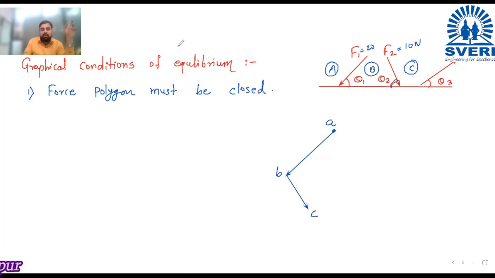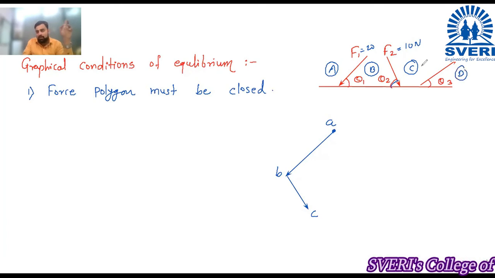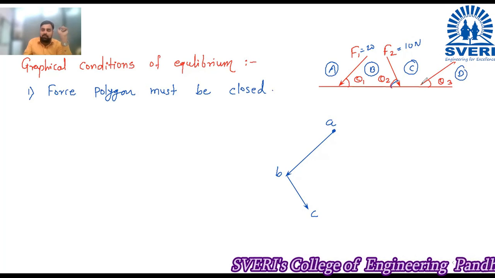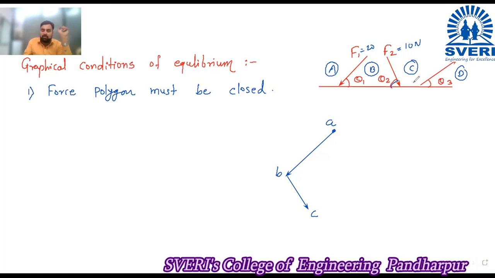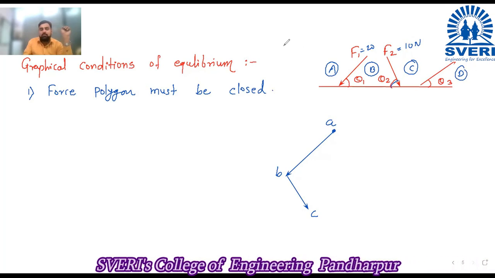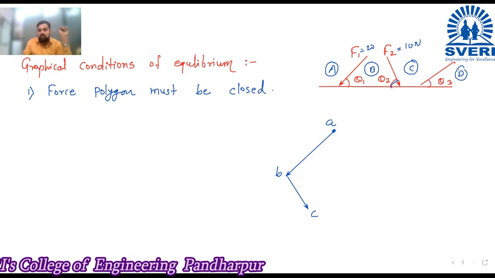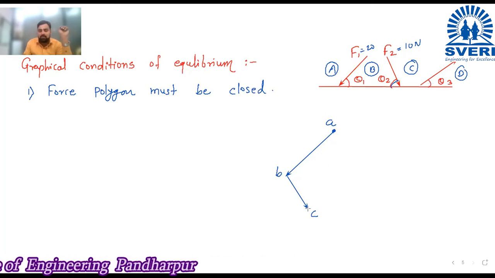I will call this point as C. Here I will give the fourth name D. Now C to D, F3 force is there. Then again from C, it is of 20 Newton. So from C, parallel to the F3, I will draw the line.